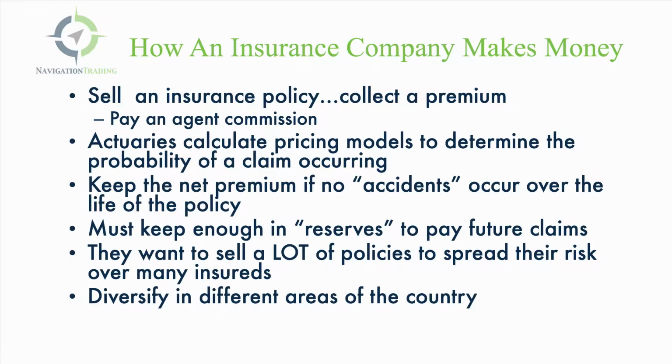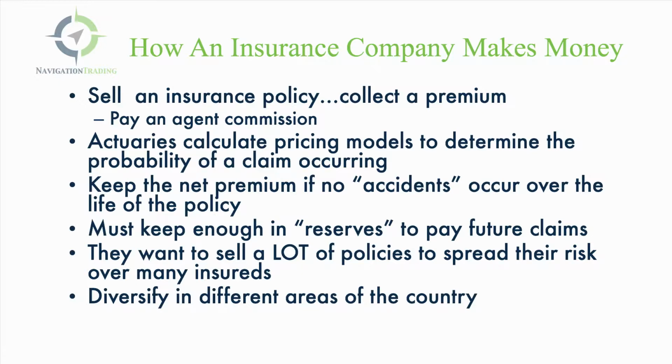So first off, the insurance company sells an insurance policy and collects a premium. They pay an agent commission, and they have overhead, their staff, their buildings, all their overhead. Their actuaries then calculate pricing models to determine the probability of a claim occurring, so the probability of somebody getting in an accident. Then the insurance company keeps the net premium if no accidents occur over the life of that policy.